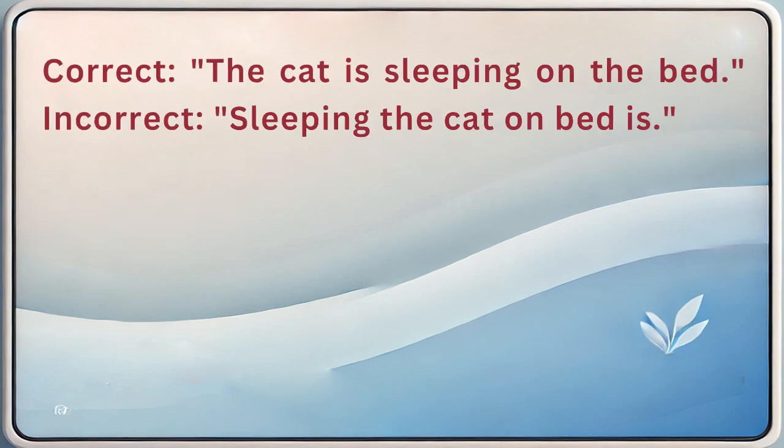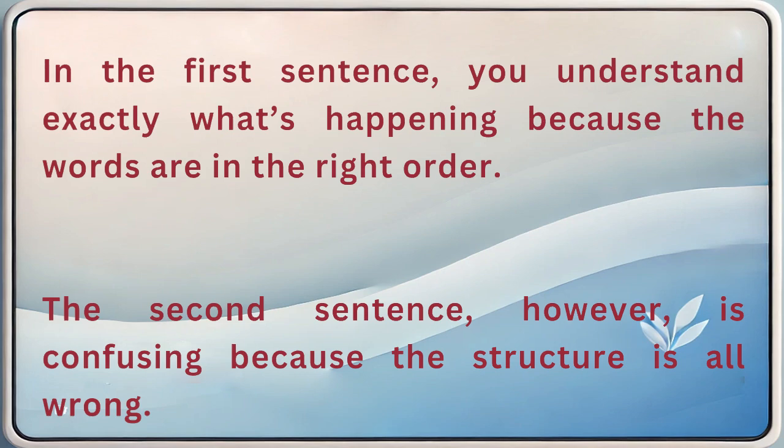For example, correct: the cat is sleeping on the bed. Incorrect: sleeping the cat on bed is. In the first sentence, you understand exactly what's happening because the words are in the right order. The second sentence, however, is confusing because the structure is all wrong.